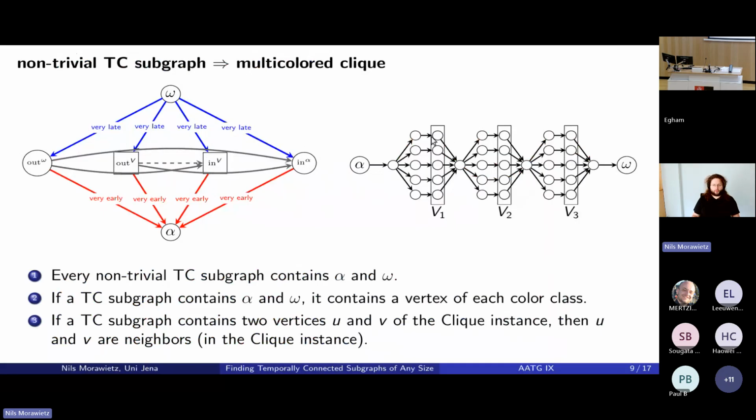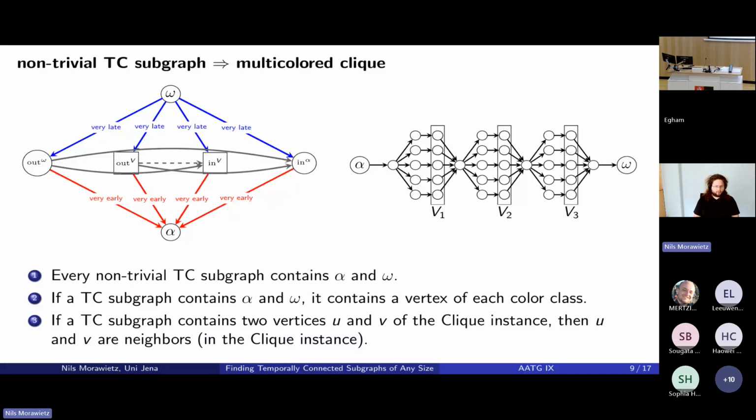Afterwards, if we have a vertex of some color class or from two different color classes in our TC subgraph, then they need to be adjacent in the clique instance. Meaning that if we have a non-trivial TC subgraph, then we have a multicolored clique in our input instance. And okay, this is how the directed reduction works. As mentioned, it is somewhat easy to prove, the first point here being by far the hardest of all of them.